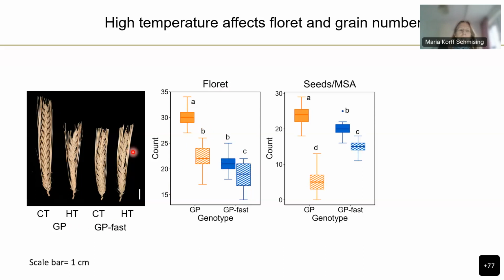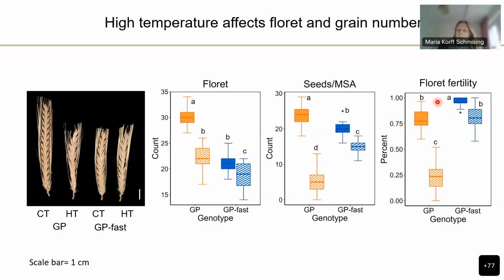But we can see here actually that it's not only the size that is different, it was also the number of seeds formed. And here in particular, in Golden Promise, we could see a strong drop in the number of grains per spike, so that under high ambient temperature conditions, Golden Promise formed fewer seeds or grains than Golden Promise Fast. And that then led to a strong drop in floret fertility. So this is the number of grains formed per floret in Golden Promise, but not so much in Golden Promise Fast. So for the final seed number, it was really the floret fertility that mattered most.